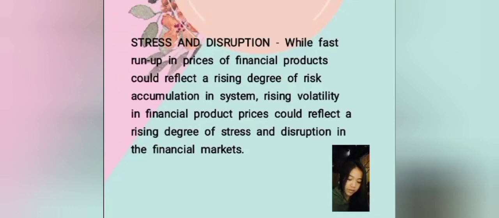Stress and disruption. While fast run-ups in prices of financial products could reflect a rising degree of risk accumulation in the system, rising volatility of financial product prices could reflect a rising degree of stress and disruption in financial markets. So, when the price continues increasing, the risk accumulation in the system will increase too. And when the price increases too much, it will not be good for everyone. It can cause a big problem for us, because if the price continues increasing, the people probably will suffer.